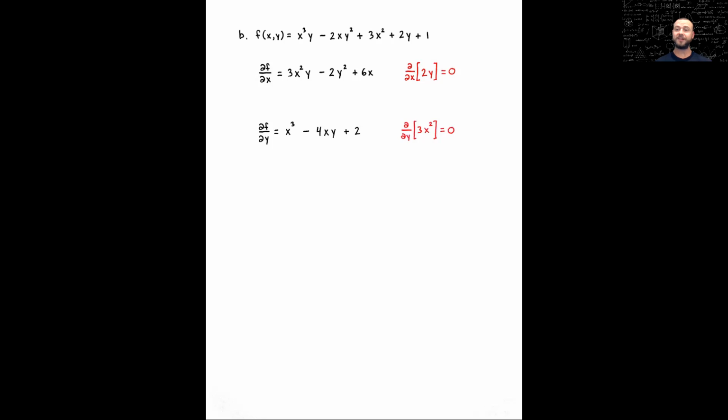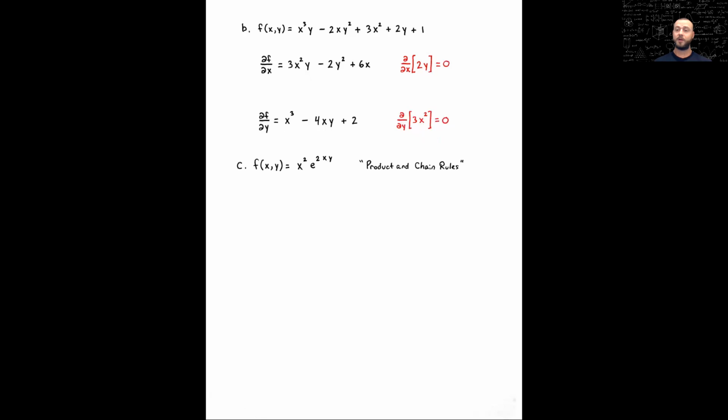All right, so part B was a little more complicated, incorporating now several terms, but the product rule was not needed since we can think of these terms as being constant multiples of the other variable. All right, let's move on to part C. This is an example where we're going to need the product and chain rules. So again, if you're interested, pause to give an attempt at this. If not, we'll check in a few seconds.